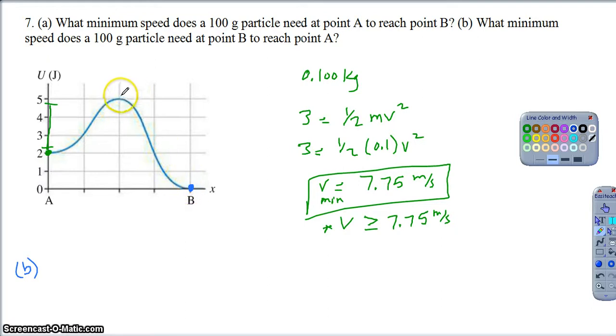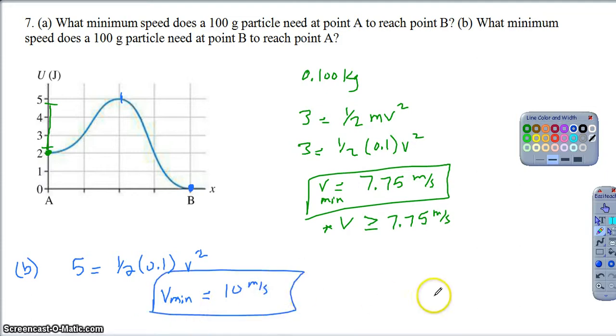In order to make it up that hill there, if you will, I've got to have 5 joules of energy that I can take advantage of. So the exact same type of relationship, I'm just using 5 instead of 3. Solving that equation, the minimum velocity that I need to have at point B would be exactly 10 meters per second. When you solve that, it ends up being exactly 10.